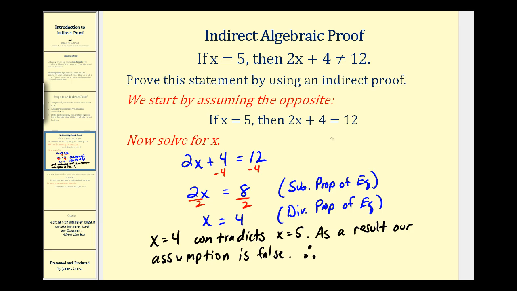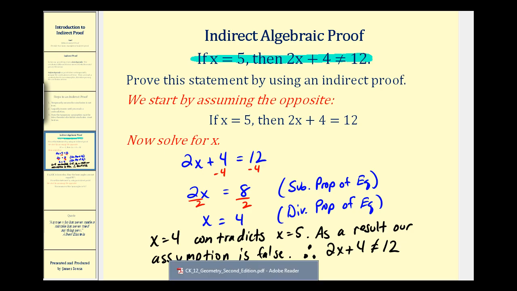Therefore, 2x plus 4 cannot equal 12. And this is exactly what we were trying to prove from above. If x equals 5, then 2x plus 4 cannot equal 12. Let's take a look at another example.